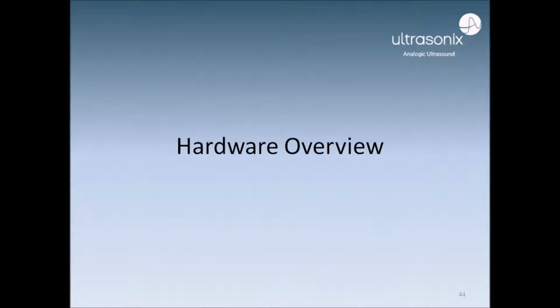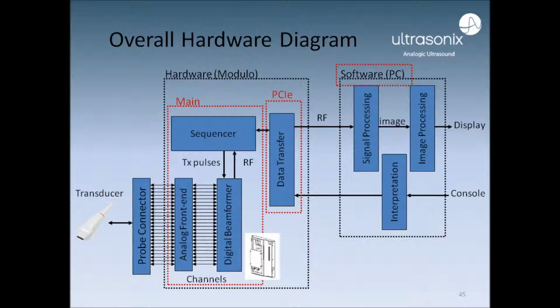Now I move on to some details about the hardware of Ultrasonix systems. This is a high-level block diagram of the hardware of a Sonix system. The transducer is connected to the probe connector. The signals from the probe connector are fed to the analog front-end, which deals with the analog channel data. The digital beamformer generates and processes the digital data that are sent to and received from the analog front-end. The sequencer controls the digital beamformer by sending the transmit and receiving the received data.